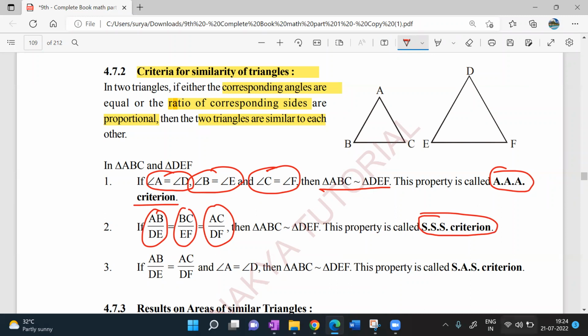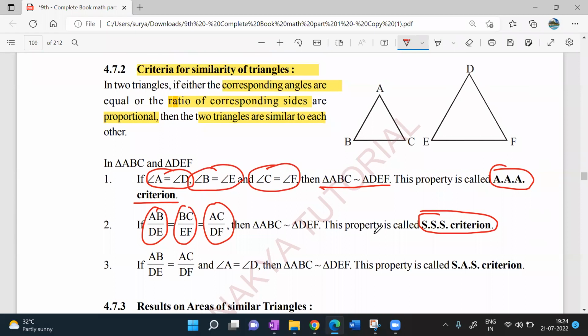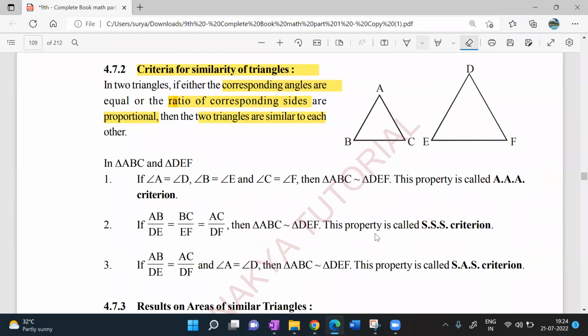Any doubts? Sir, can you explain triple A once again? It's very simple. Already we have discussed this; it is not the first time. All the corresponding angles, A and D, B and E, C and F, are equal. Then triangle ABC is similar to triangle DEF. When their corresponding angles are equal to each other, this property is called triple A. If their corresponding sides are like this.